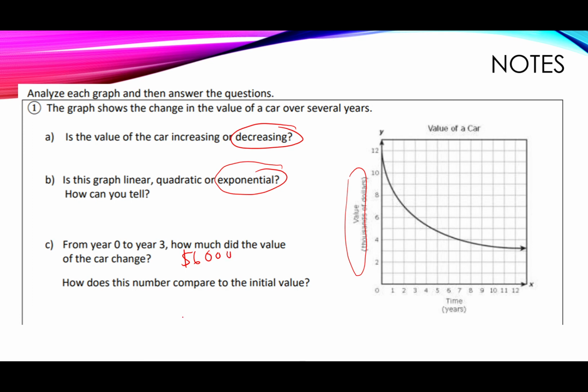And how much does this compare to the initial value? Well, 6,000 over 12,000 equals 1/2, right? Okay.